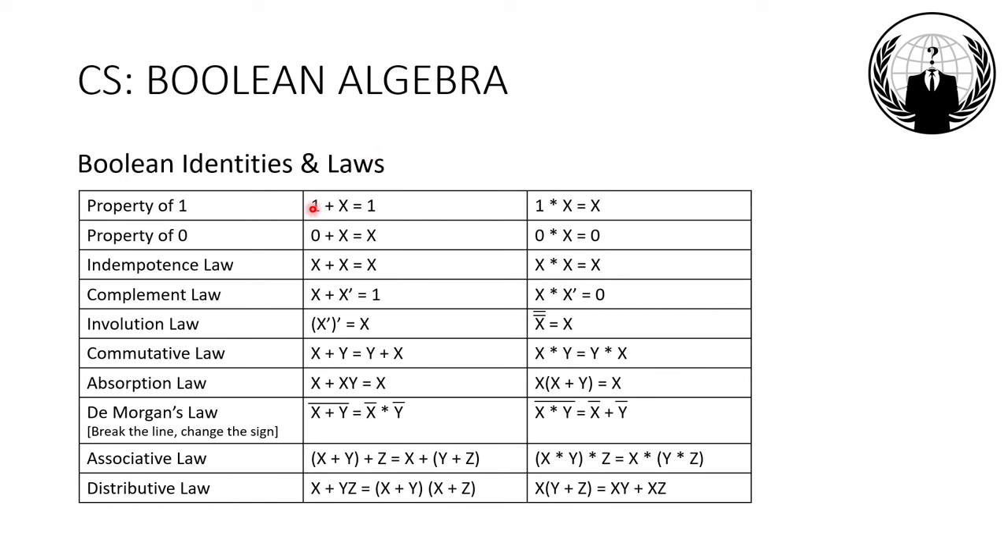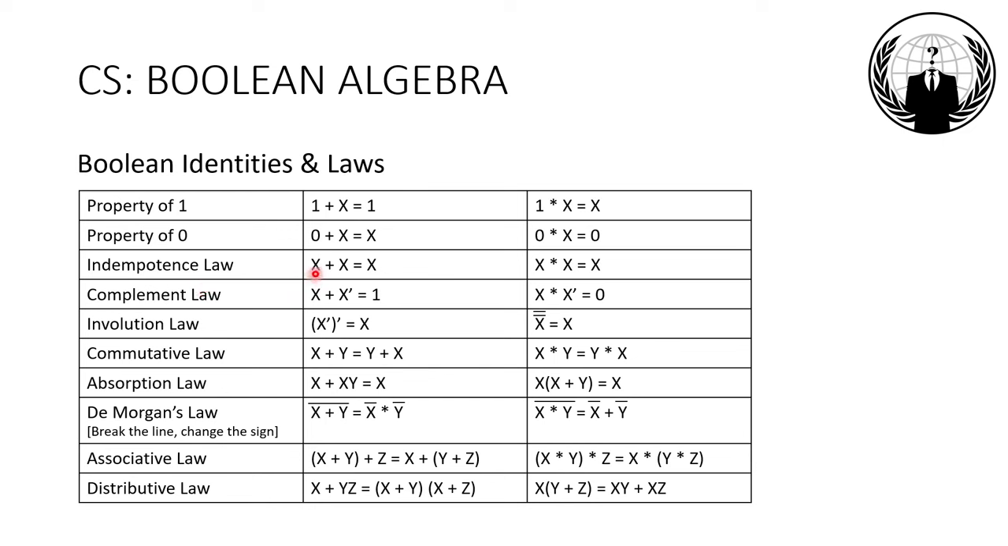Now first comes the property of 1. 1 plus x is equal to 1. 1 into x is equal to x. Here in this table, x, y, z are also the variables or the inputs by the user in the form of 0 and 1. So 1 plus x is equal to 1, 1 into x is equal to x. Property of 0 says that 0 plus x is equal to x, 0 into x is equal to 0.